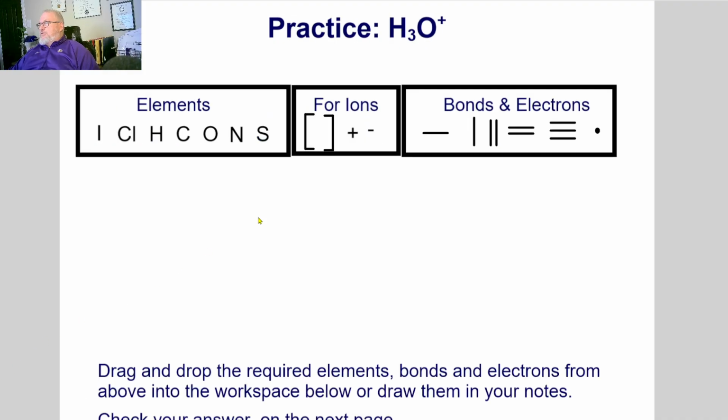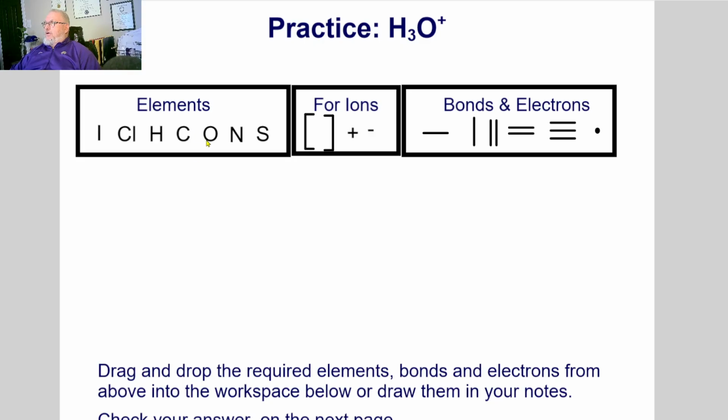Let's do that. So I'll do one real quick with you. H3O plus, right? So let's see. Hydrogen has 1, so there's 3 of them, so that's good. And this is hydronium. Oxygen has 6, 6 plus 3, and a plus sign, so that's a minus 1 because it's lost an electron. So I have 8 electrons I'm working with.